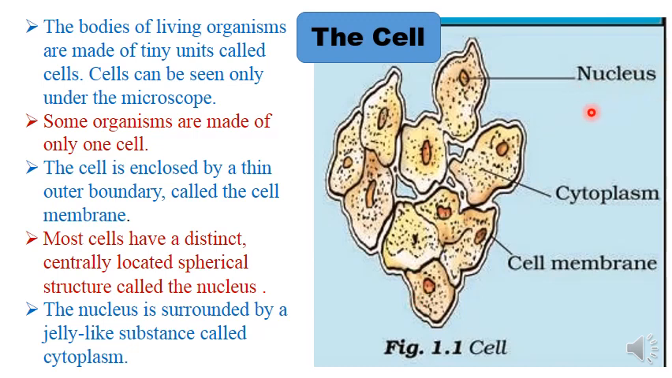The nucleus is surrounded by a jelly-like substance called cytoplasm. It acts like a digestive juice and helps to transfer the nutrients. So, this is the cytoplasm. These are the parts of a cell. Our body is made up of millions of cells, so we are called multicellular organisms.